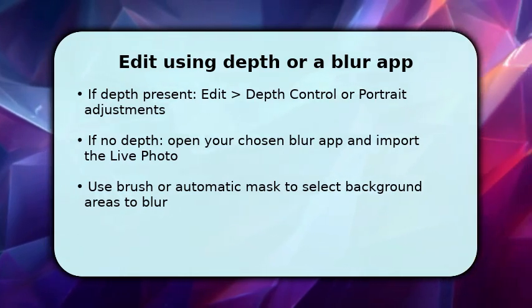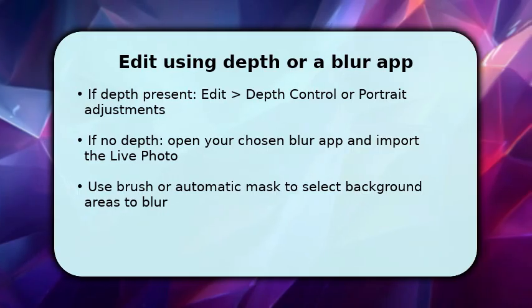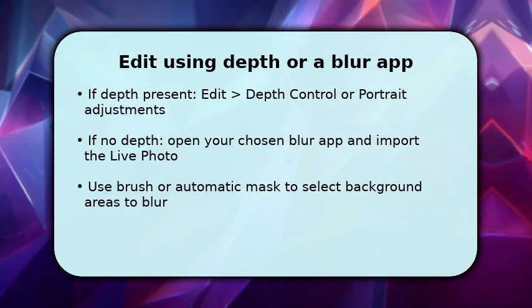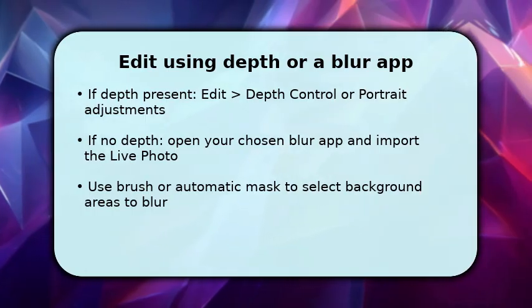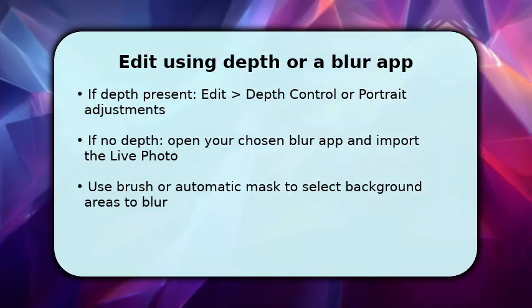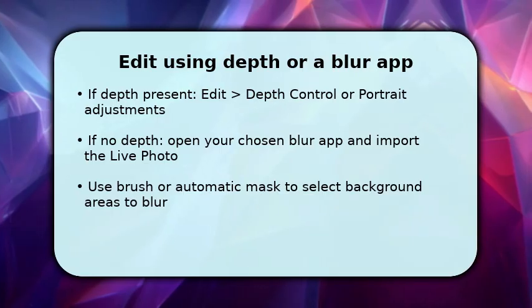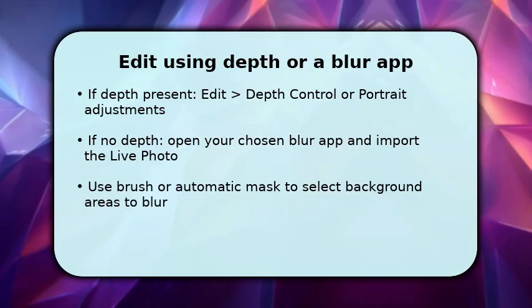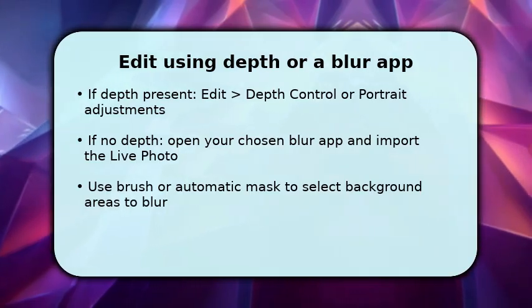Use Photos Edit if depth is present. Open Edit, adjust depth control or portrait strength to push background blur. If depth is absent, make sure your blur app supports live photo import. Import the live photo, then either run an automatic subject mask or paint a background mask manually. Apply the blur slider until the separation looks natural.